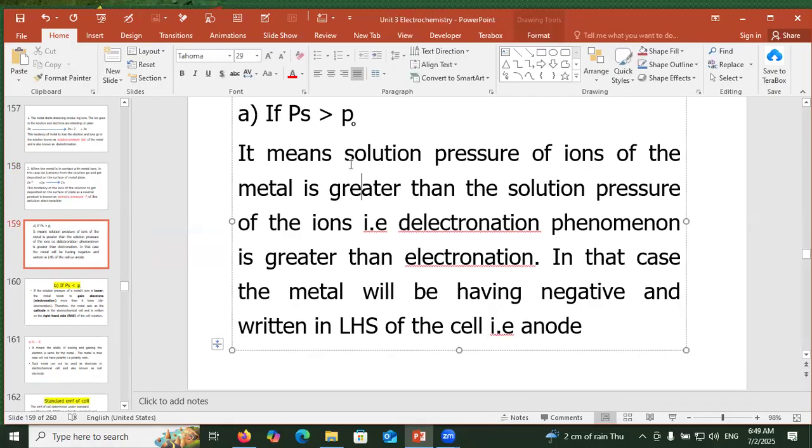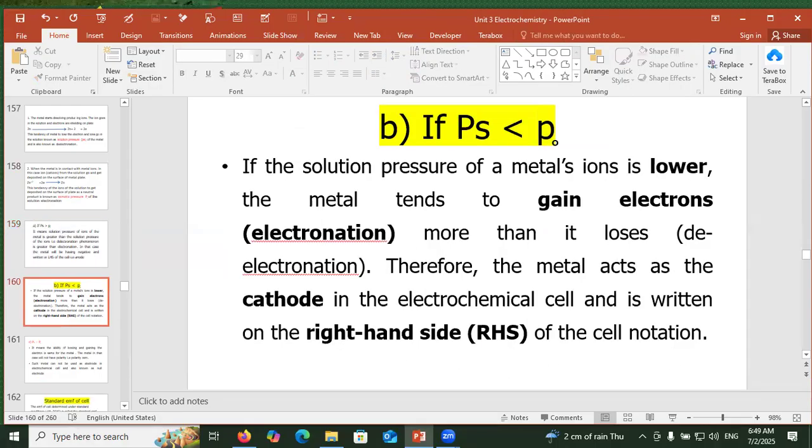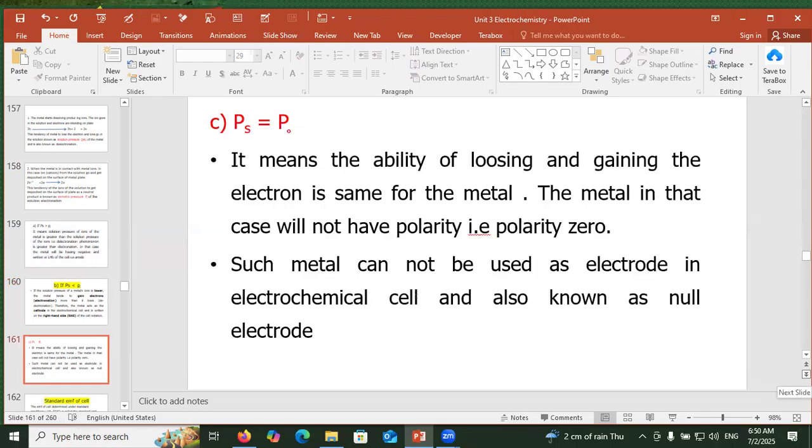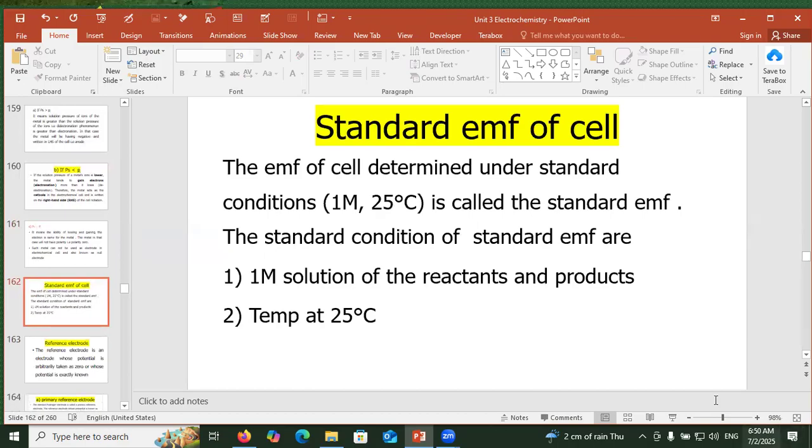So if solution pressure is greater than osmotic pressure, it is the anode that loses electrons and is written on the left side. If solution pressure is less than osmotic pressure, it gains electrons and is written on the right side, that is the cathode. If solution pressure and osmotic pressure are equal, they are null electrodes and cannot be used in an electrochemical cell.